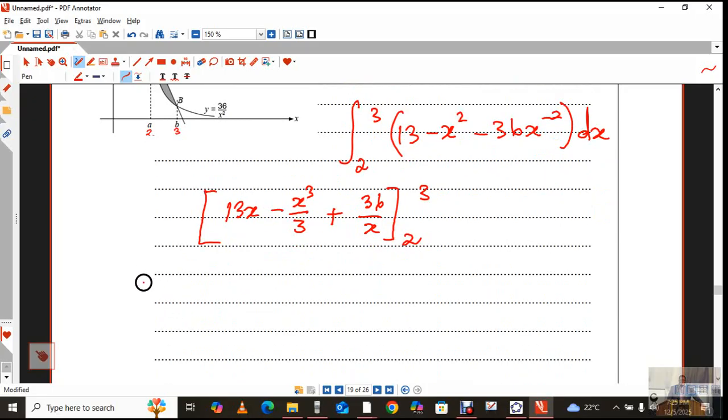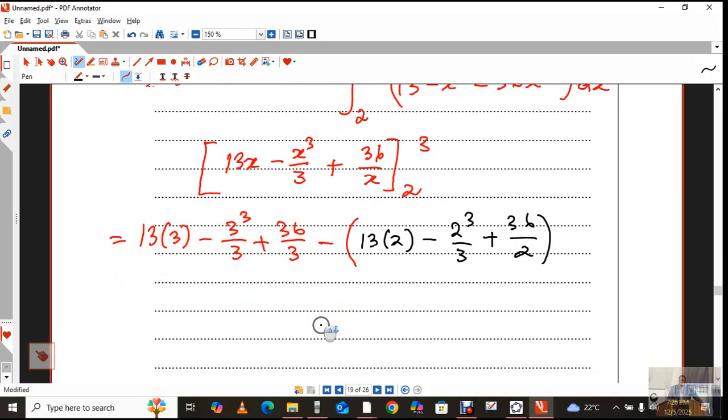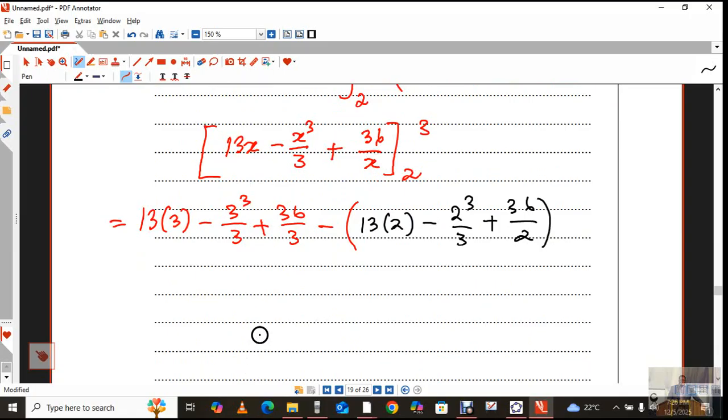So that is going to give me 13 times 3 minus 3 cubed over 3 plus 36 over 3, minus, let's put brackets, let's bring in another color, 13 times 2 minus 2 cubed over 3, good, plus 36 over 2. And you can go ahead and punch all of that into your calculator and see what that gives you. Very important.